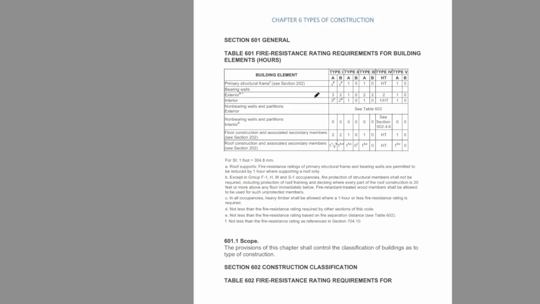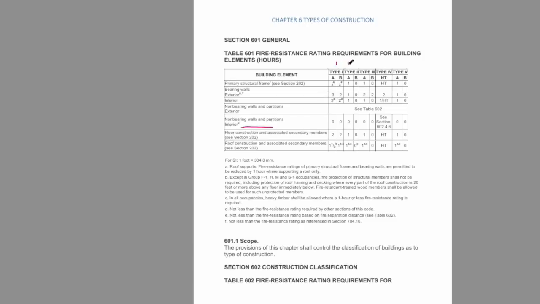All right, so here we are under types of construction, fire resistance rating requirements for building elements, and we have primary structural elements, bearing walls, exterior and interior, and then here we have one for non-bearing walls and partitions exterior, but that's not what we want. The interior, which is the next one. So this is the one we're looking for.